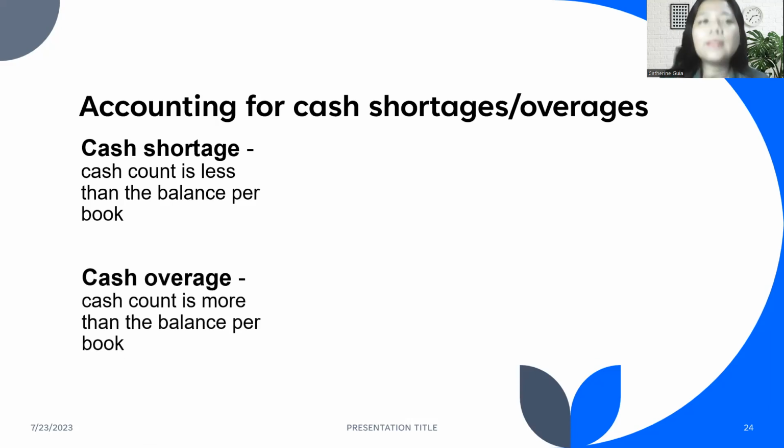But if the cash count is less than the balance appearing in our books, then there is a cash shortage. Again, let's start with cash shortage. If the cash count is less than the balance per book, shortage. If the cash count is more than the balance per book, overage.